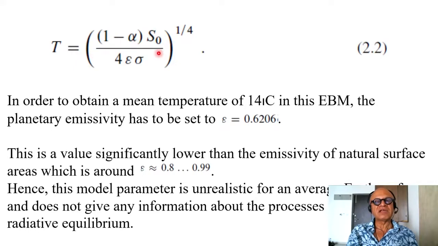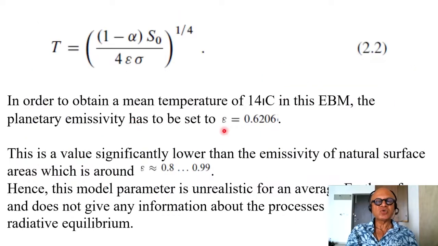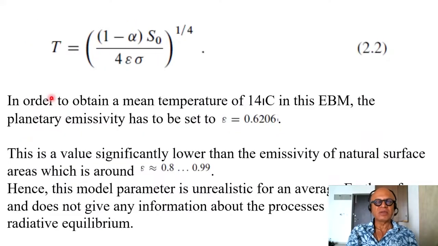T is ((1 minus alpha) S0 divided by 4 epsilon sigma) to the 1/4. You just solve this equation, not a big deal. So in order to obtain a mean temperature of 14 degrees C in this energy balance model, this is just a zero-dimensional energy balance model, the planetary emissivity has to be set to epsilon of 0.6206, which is what you get if you go up to 0.3 and go in this direction to find the corresponding planetary emissivity. This is a value significantly lower than the emissivity of natural surface areas, which is around 0.8 to 0.99.